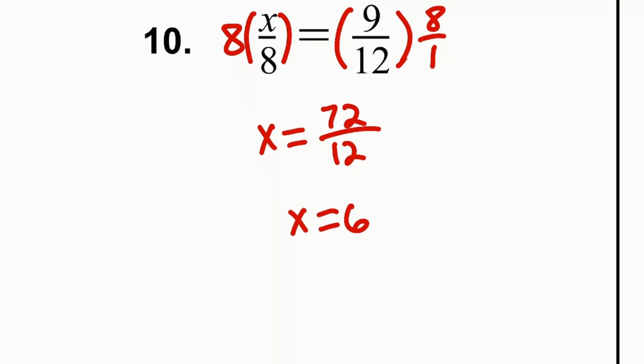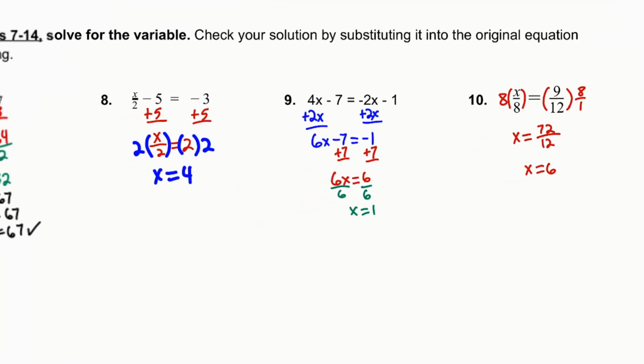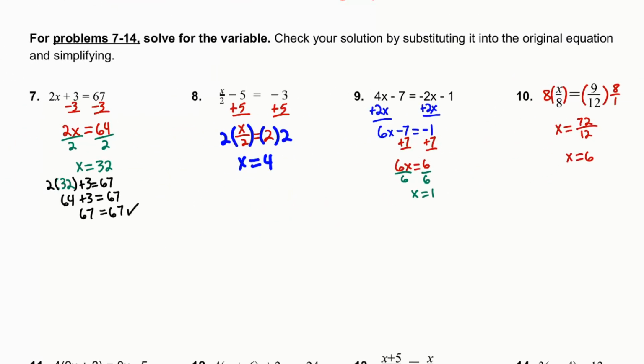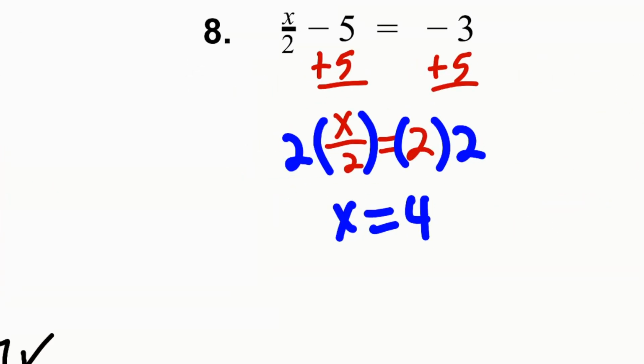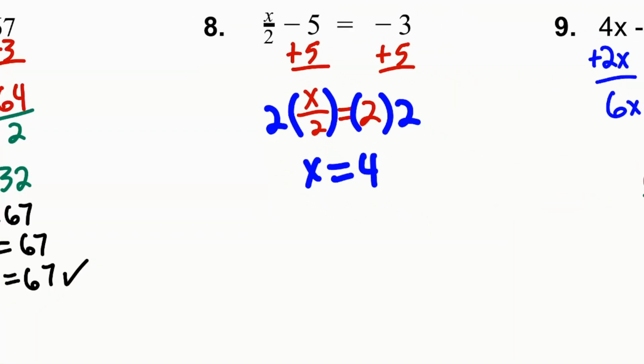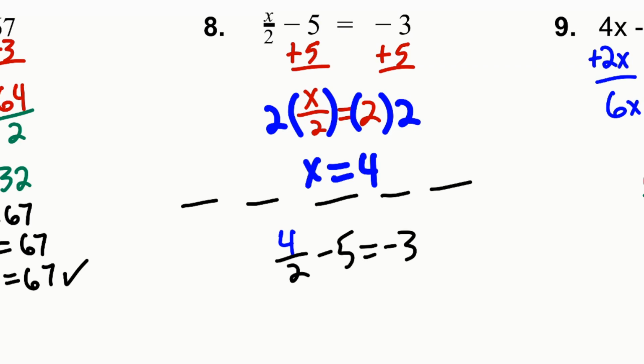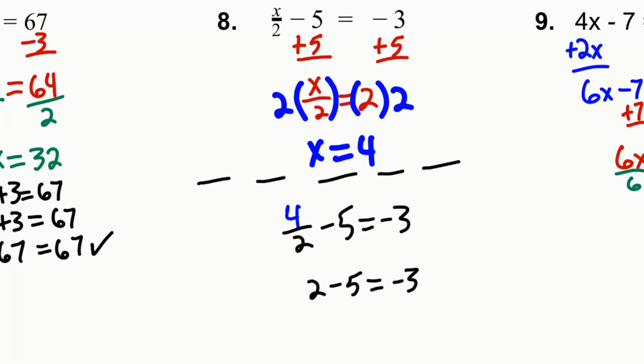Oops, I did not check my work on the last problem, the last 3. So let me go back and do that. Sorry about that. I have a 4 over 2 minus 5 is equal to negative 3. Well, 4 divided by 2 is 2. Minus 5 equals negative 3. 2 minus 5 is negative 3 equals negative 3, and that checks.